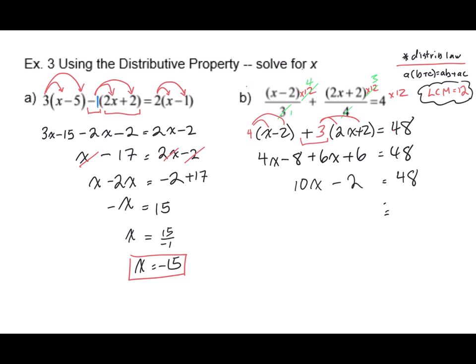And now we're going to use SAMDEB to move the negative 2 to the other side. So we get 48 plus 2, and we have 10x on the other side. So 10x is equal to 50. And now we solve for x. X is equal to 50 divided by 10, and we end up with x is equal to 5. And we're good.